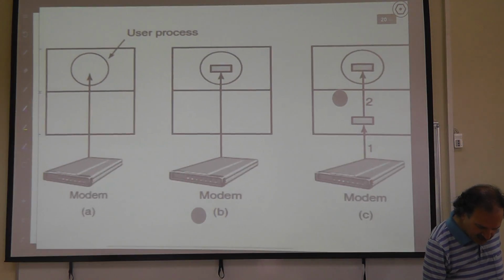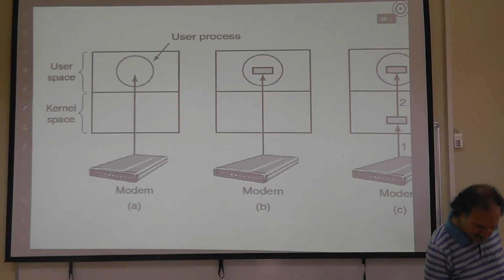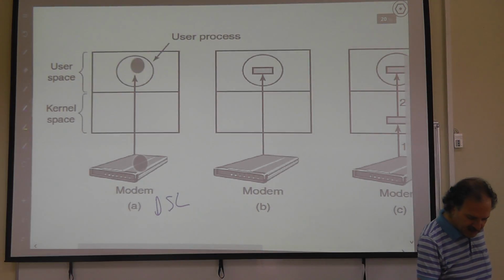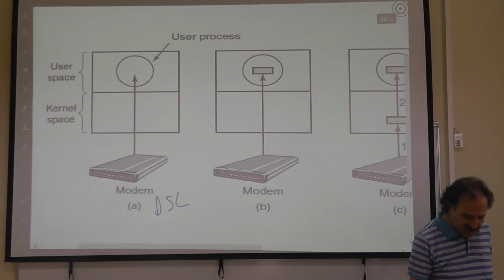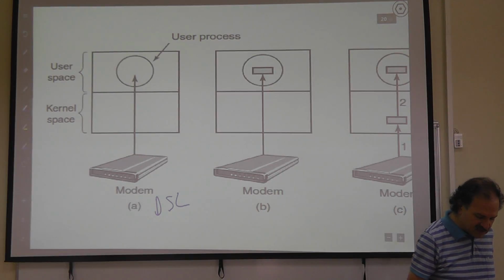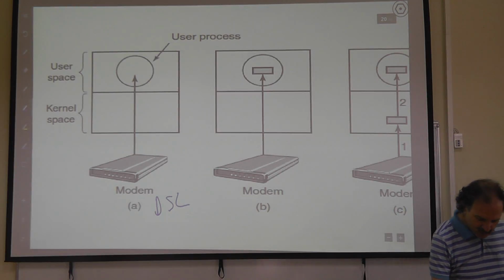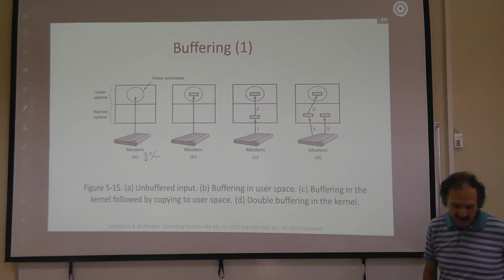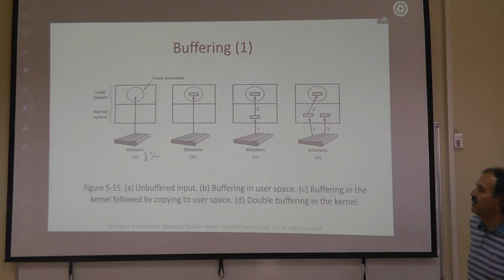Let's say we have our DSL modem communicating with the user space. If I am reading the bytes one by one from this modem to the user space, then I am using, in this picture, an unbuffered input. Okay, unbuffered input. What does that mean? I am not buffering anything. I am using the data one by one without doing any buffering. So of course this has problems.